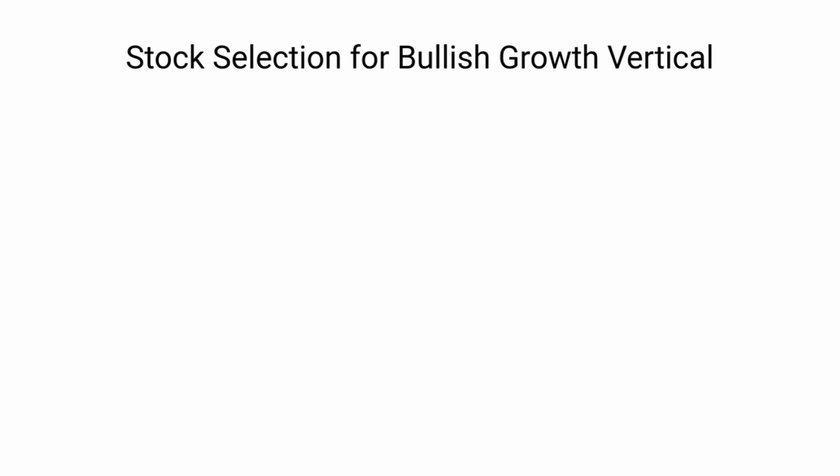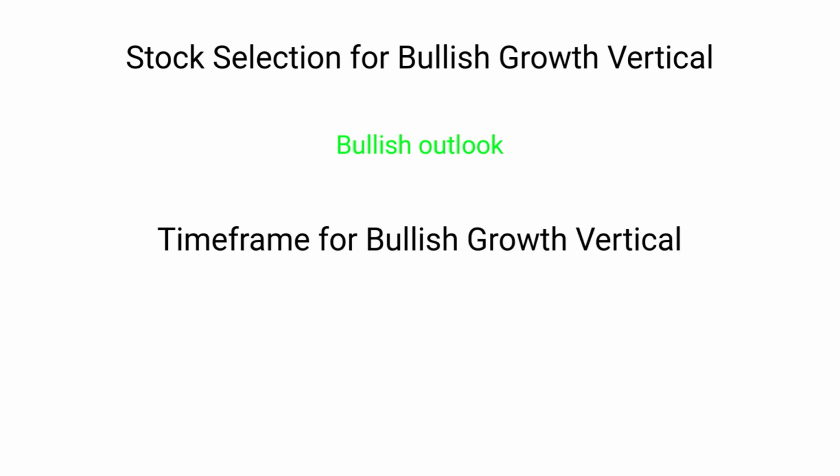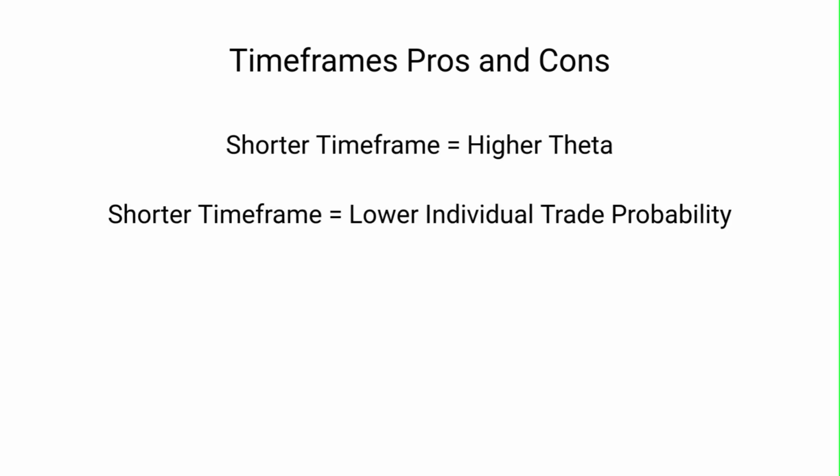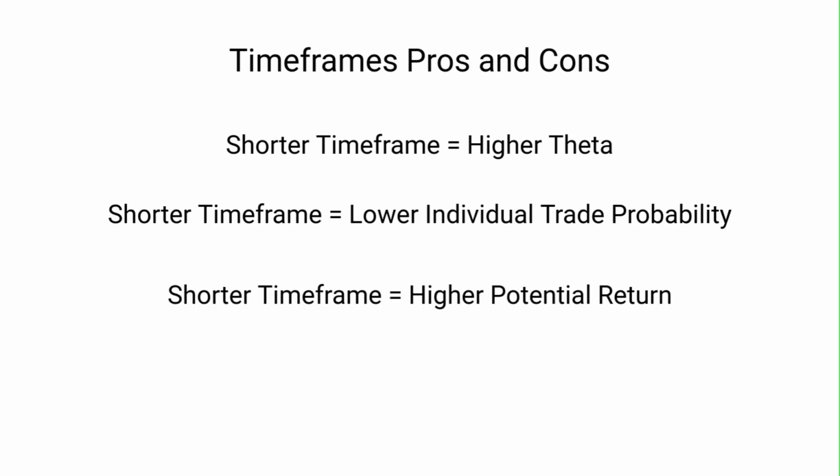The type of stock that this strategy makes sense for is one that is bullish in a bullish market environment. The typical time frame for a growth vertical trade is anywhere from a week to 45 days, although it can be longer. There are pros and cons to shorter versus longer time frames. Shorter time frames have a higher theta, lower probability, and therefore higher potential daily risk. But shorter time frames also have a higher gamma and have a higher potential return on risk per trade.